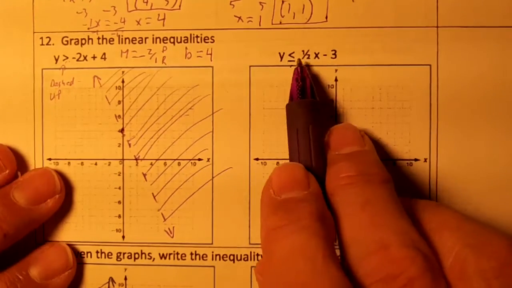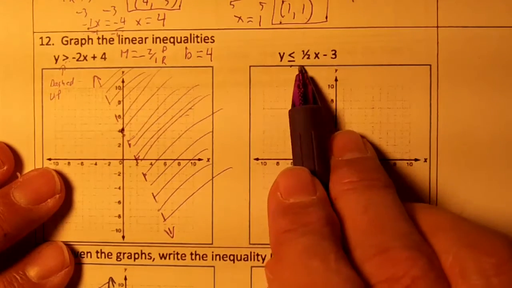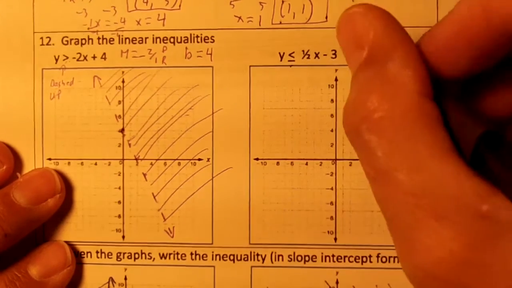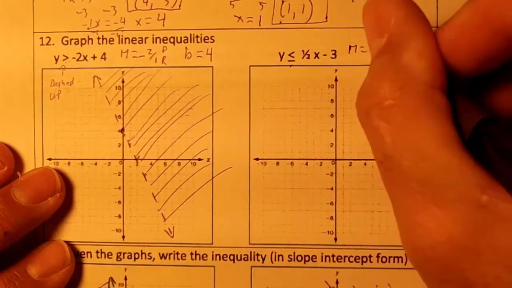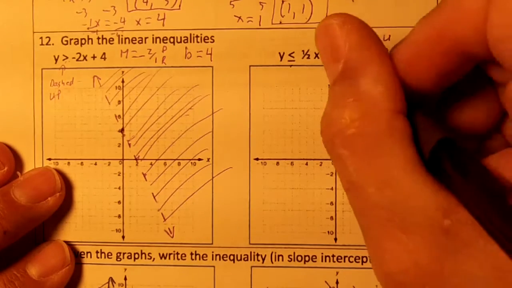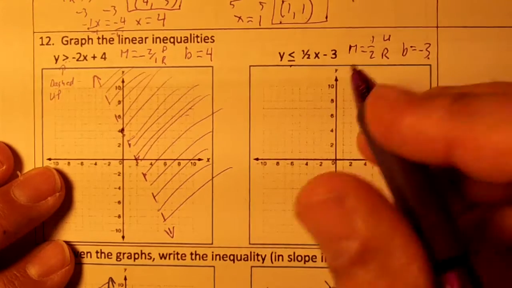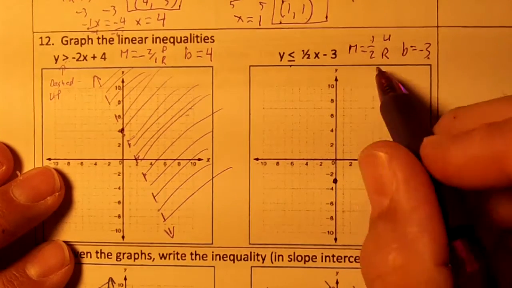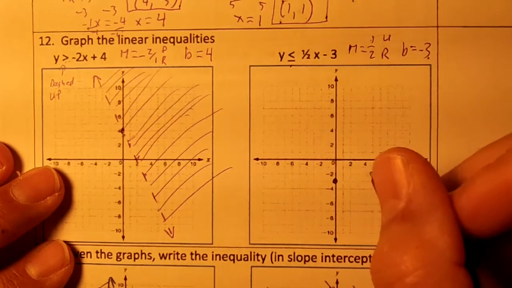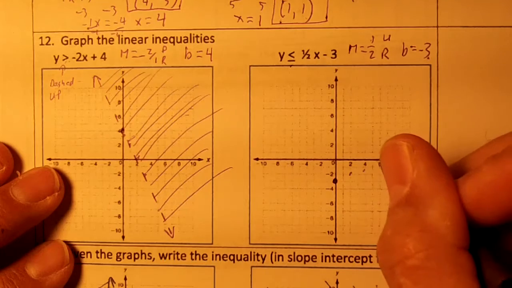Now let's do the next line. Y is less than or equal to 1/2 x minus 3. Again, this is in slope-intercept form, so you find your slope and your y-intercept. The slope is 1 over 2, which means we will go up 1, right 2, and our y-intercept is negative 3. Start at the y-intercept of negative 3, put a dot at the negative 3, and from that dot we go up 1 over 2, up 1 over 2, up 1 over 2.